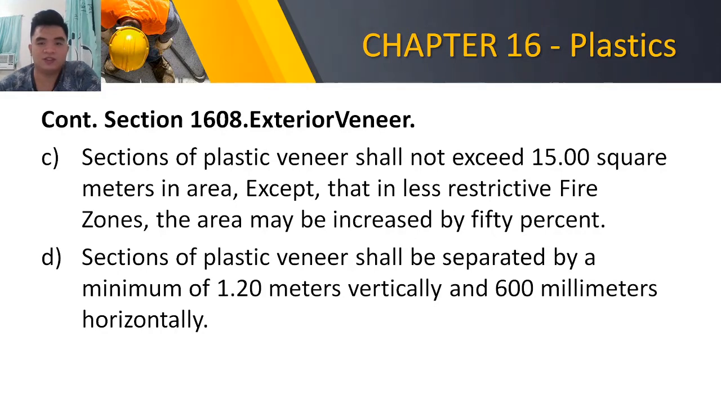Sections of plastic veneer shall not exceed 15 square meters in area, except that in less restrictive fire zones, the area may be increased by 50%. Sections of plastic veneer shall be separated by a minimum of 1.2 meters vertically and 600 millimeters horizontally.